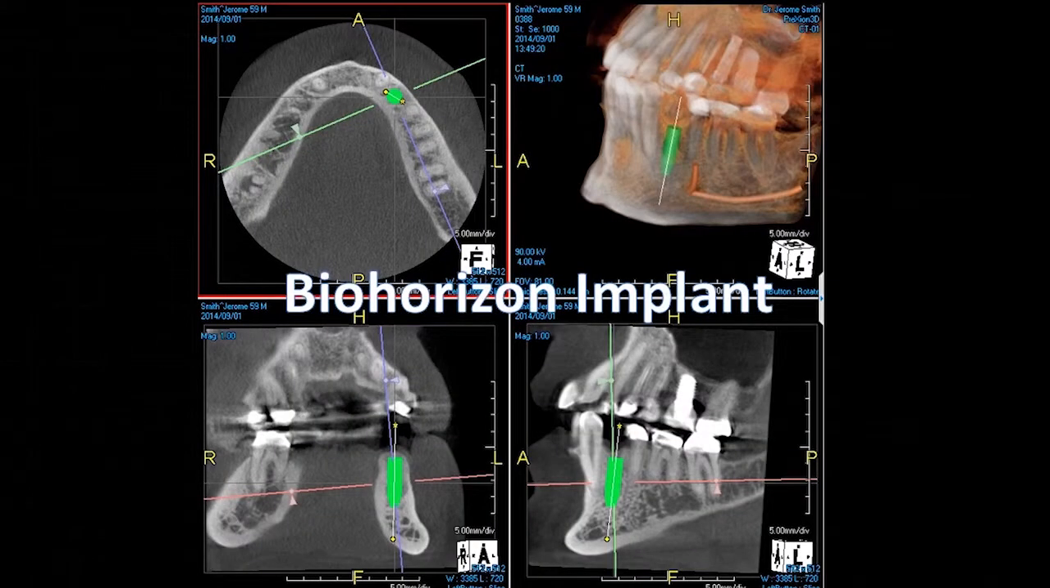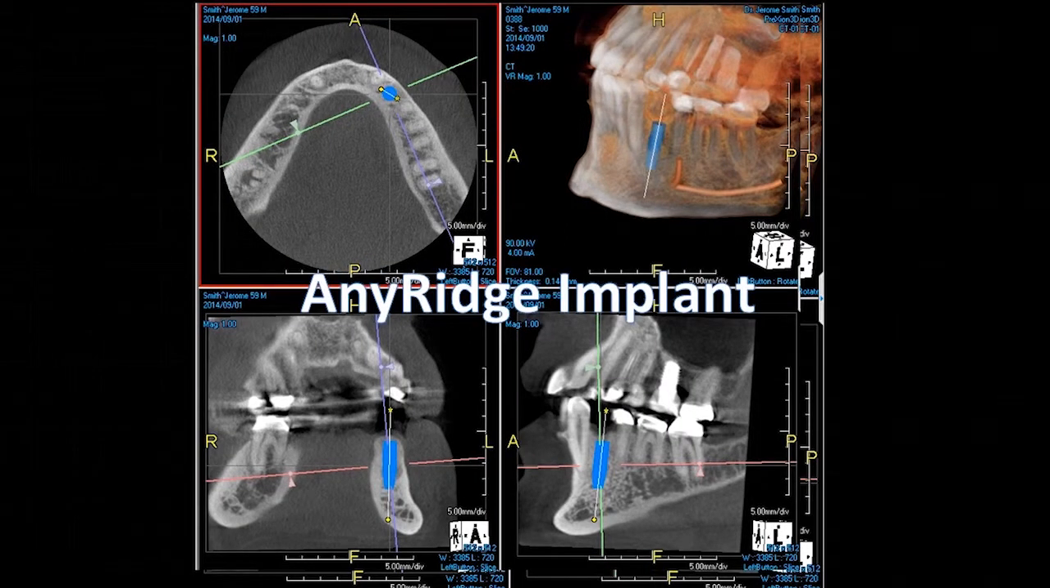So here we're analyzing this, and if we want to use a BioHorizon implant, we use Prexion software, pick out the one that would go in that spot, or we can look at using an AnyRidge implant. Those are the two main systems that we use in the practice.